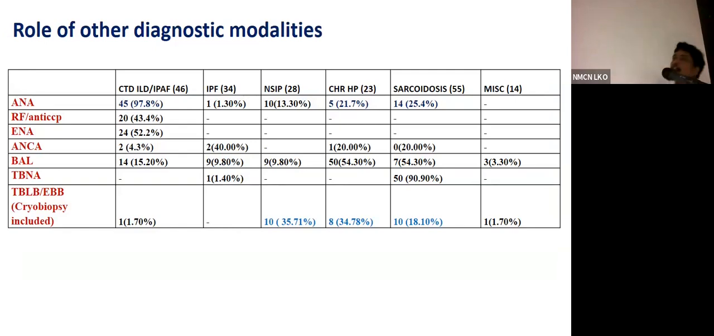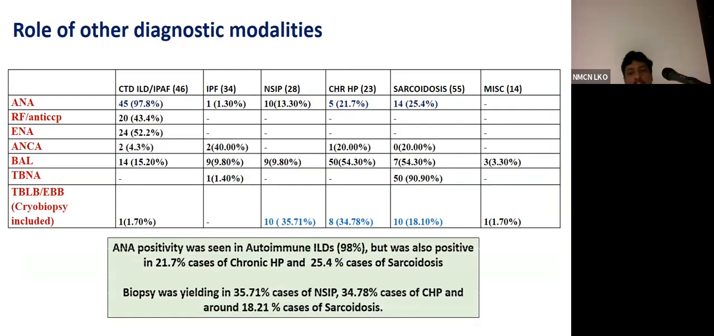Now coming to the role of other diagnostic modalities in establishing diagnosis of ILDs. We did autoimmune assessment of ANA, RA, ENA, ANCA, BAL, and lung biopsies in selected cases. We found that ANA positivity was significantly seen in autoimmune ILDs, in around 98% of cases. But it was also positive in around 22% of cases of chronic HP and around 25.4% of cases of sarcoidosis. Biopsy yielded a diagnosis in around 36% of cases of NSIP, around 35% of chronic HP, and around 18.21% of cases of sarcoidosis.